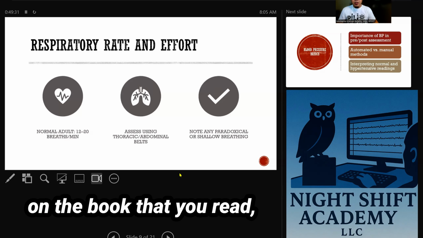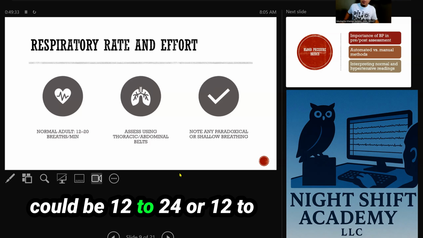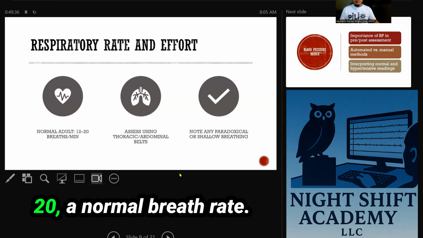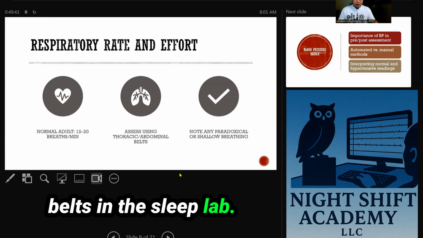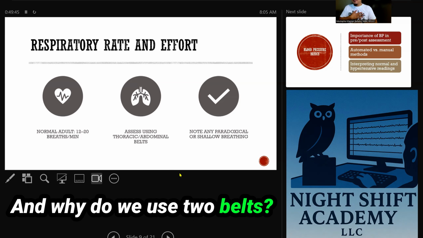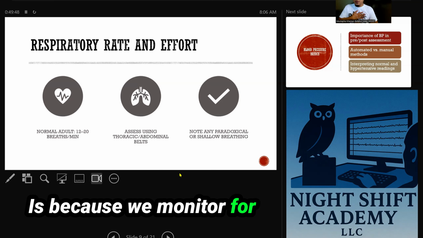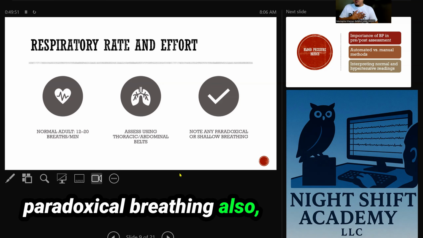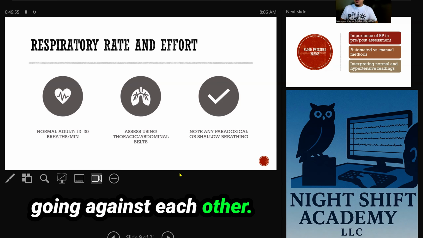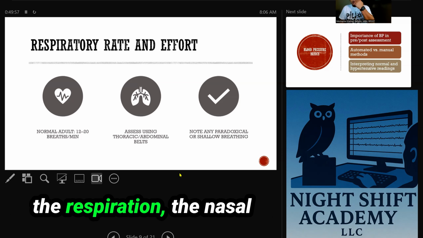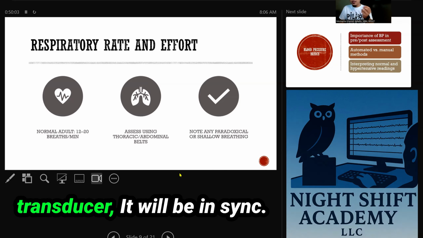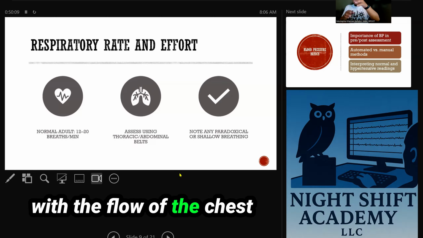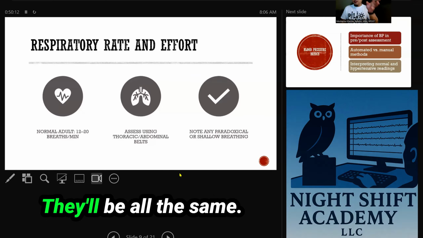Normal breaths, depending on the book that you read, could be 12 to 24 or 12 to 20, the normal breath rate. And then we also use 2 belts in the sleep lab. And why do we use 2 belts? Because we monitor for paradoxical breathing also. Paradoxical means they're going against each other. When you start the recording, the respiration, the nasal thermistor, and the cannula that monitors the pressure transducer will be in sync. They'll be synchronized with the flow of the chest belt and the abdominal belt.